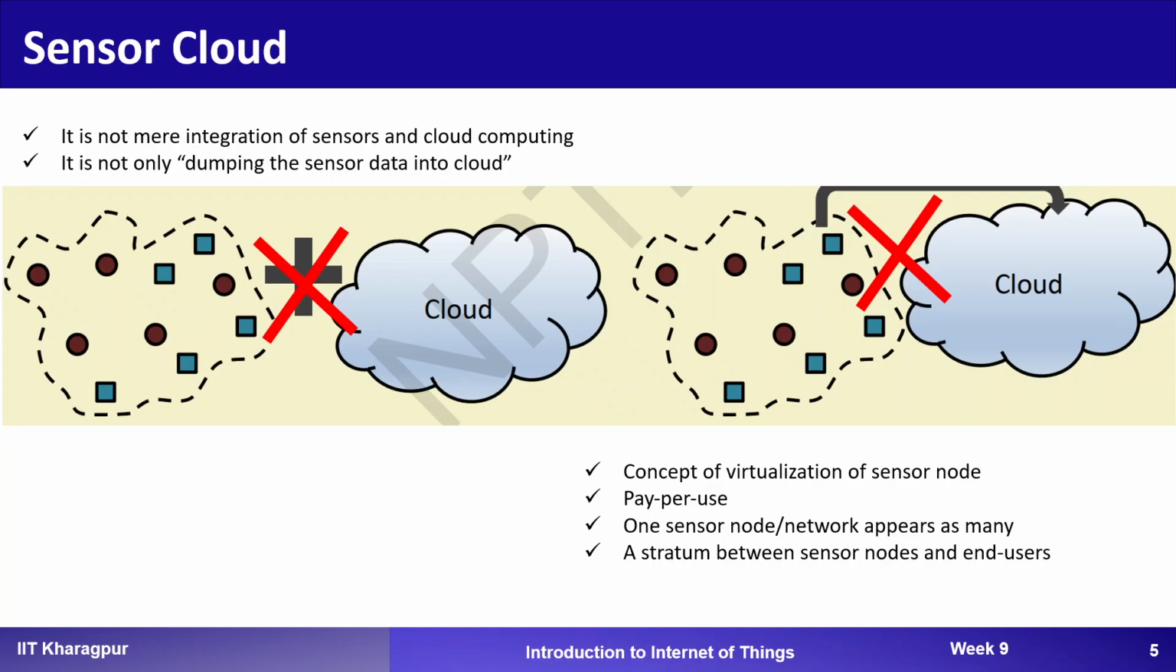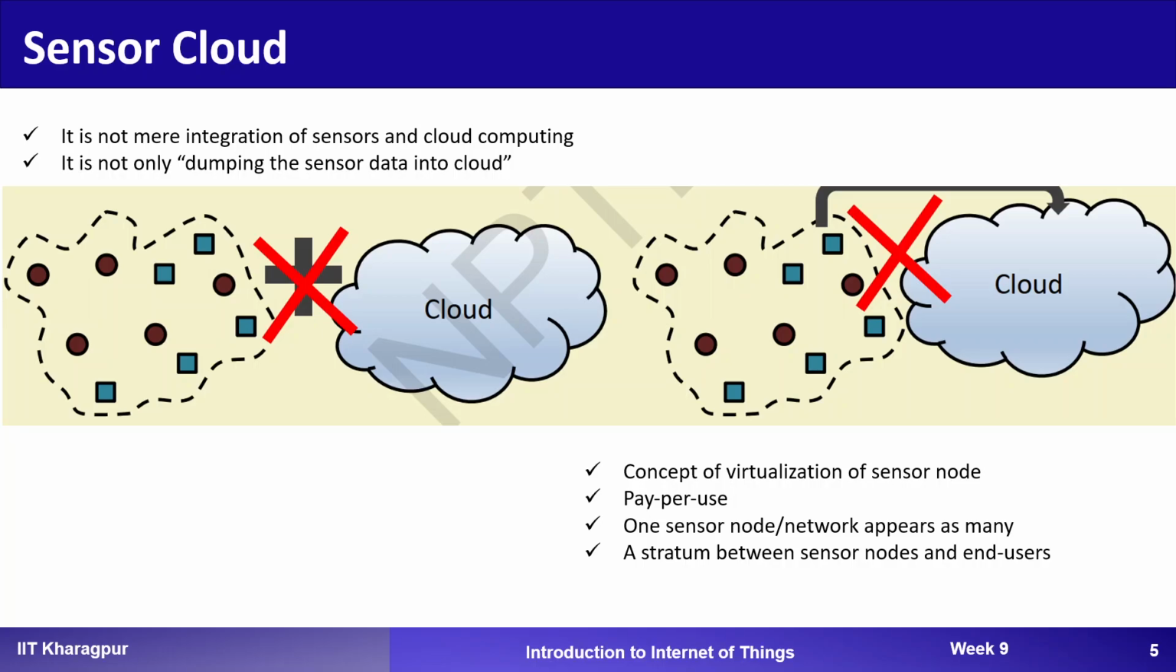Now the next topic is sensor cloud. As the name suggests, sensor cloud. Is sensor cloud an integration of sensors and cloud? No, it is not just an integration of sensors and cloud computing. It is also not dumping of your sensor data to the cloud. Then what exactly is sensor cloud?